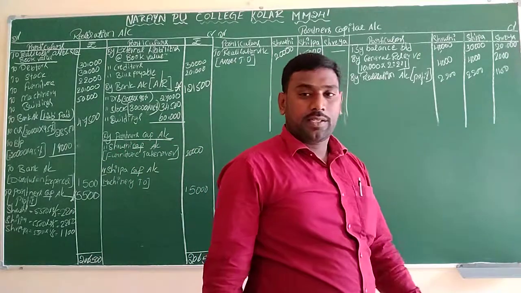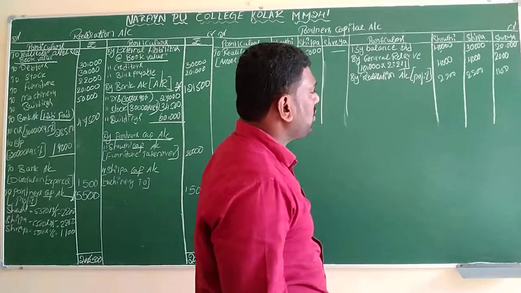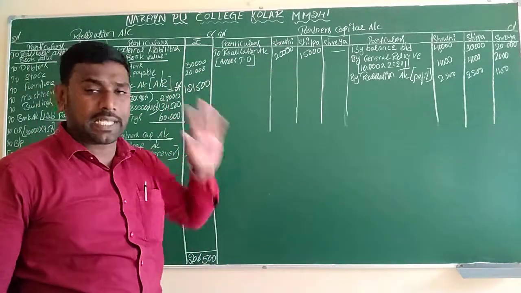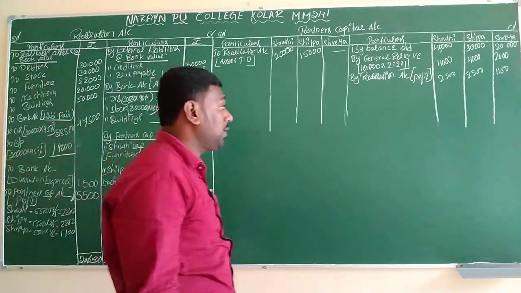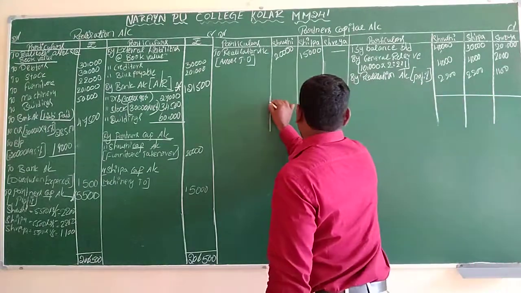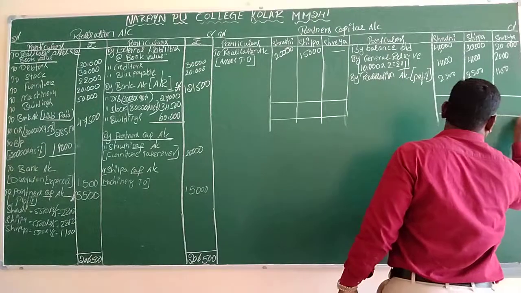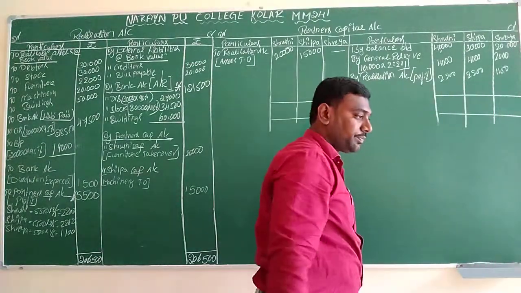So all the transactions are completed. Now it's time to make the total. Just check which side has the highest value, either the debit side or the credit side. In this question, the credit side only will have the highest value. Now make the total of this.